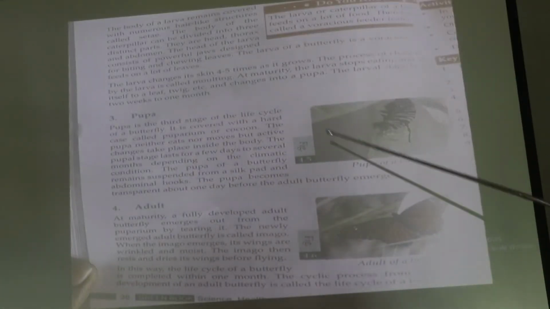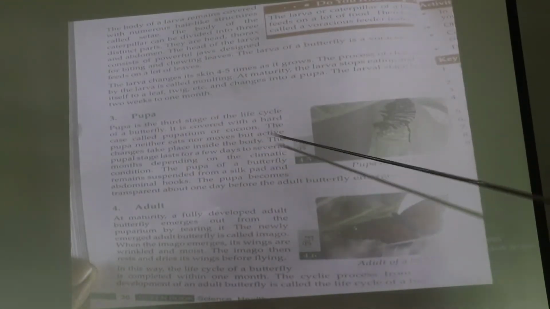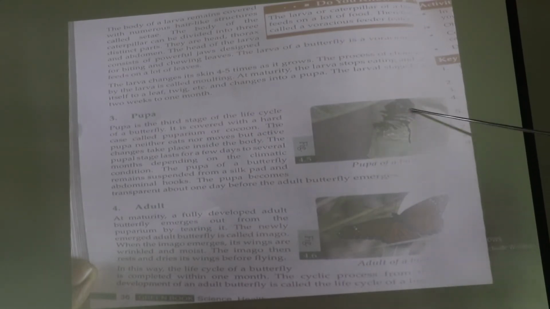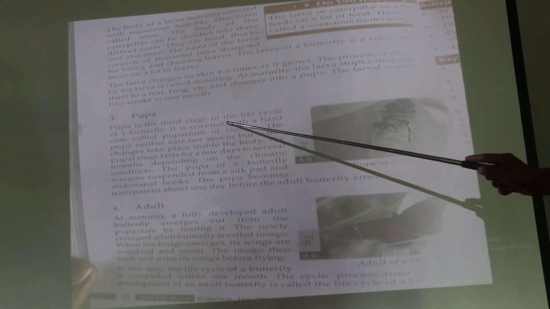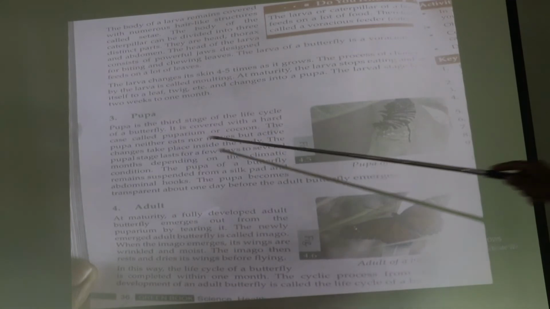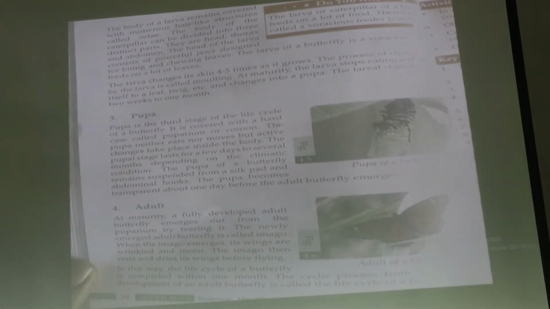Then they change into the form of pupa, the third stage. The figure is as here. Pupa is the third stage of the life cycle of a butterfly. It is covered with a hard case called puparium or cocoon.